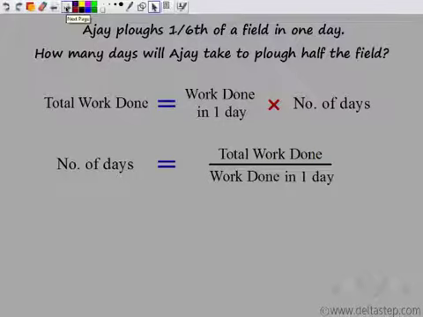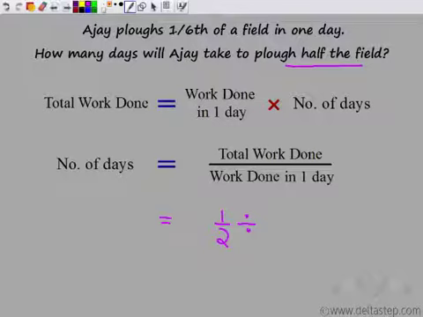Now total work that has to be done is half the field. Now this is important. So far we were interested in how many days he will take to complete the field. Now what the question says is, how many days will he take to plow half the field? So now total work which is to be done is not 1, but it is half. Total work which has to be done is half divided by work done in one day.